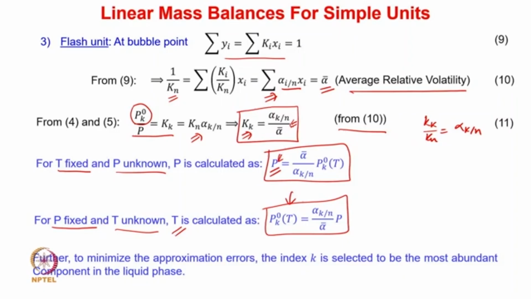Okay. So again clearly all these equations are based on what? These are based on Henry's law, isn't it? So that is why, in order to minimize the approximation error, the index K is selected to be the most abundant component in the liquid phase.